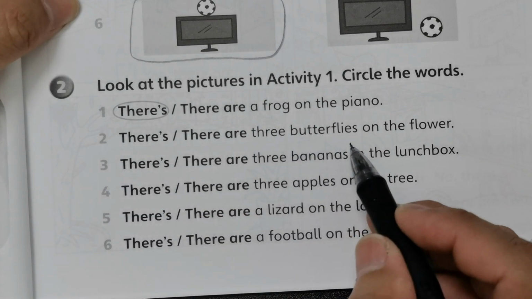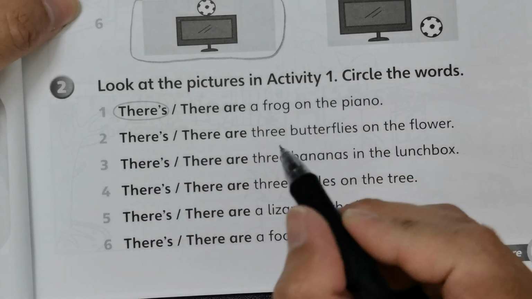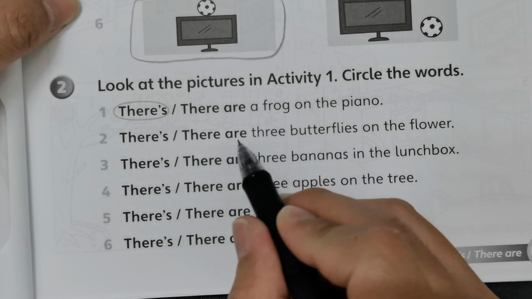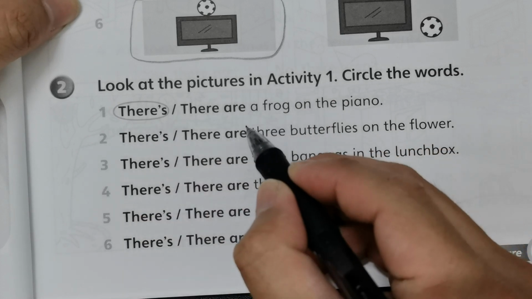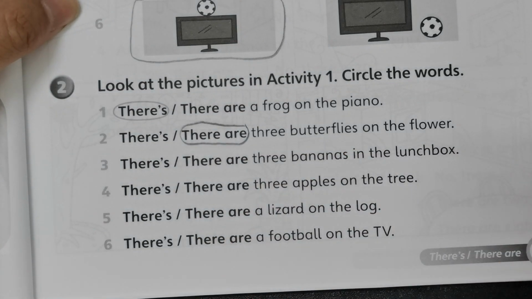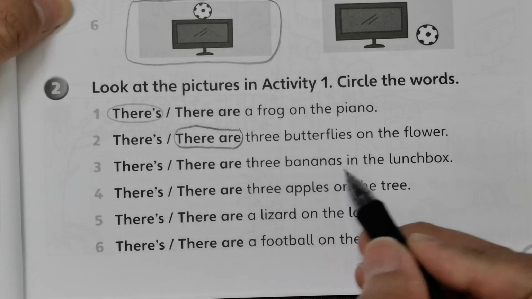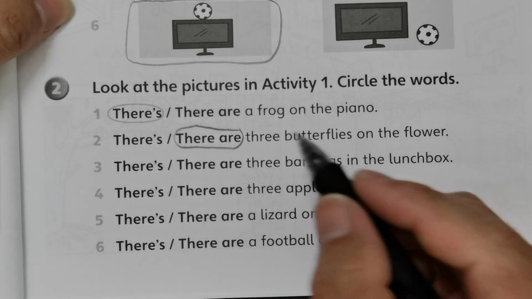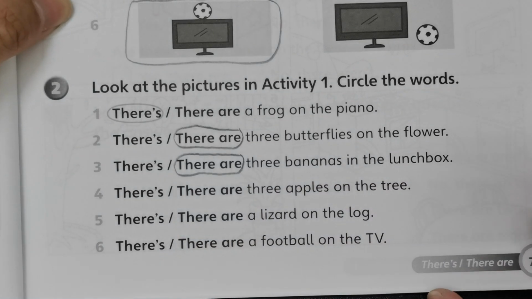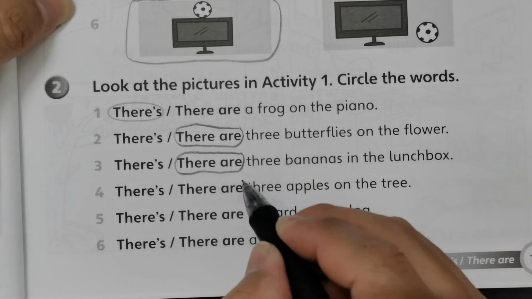3 butterflies. So this is not applicable. We will choose this one, which is bold in the black color. So there are 3 butterflies on the flower. And then number 3, 3 bananas in the lunch box. So this is also there are. And then number 4, 3 apples on the tree. There are.